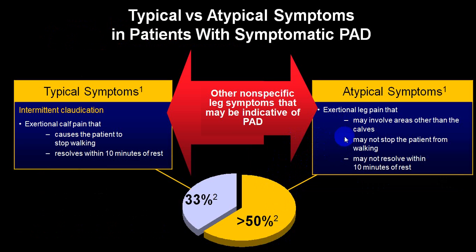You can see here, more than 50% of the people develop atypical symptoms, while typical symptoms are seen in only 33%. What are typical symptoms? That is intermittent claudication. Classically, the person gets pain on exertion, and as soon as the person takes rest, within 10 minutes the pain will be relieved. While atypical symptoms are that leg pains are there, maybe involving an area other than the calf, may not stop the patient from walking, may not resolve with rest. These are called atypical symptoms, and they are quite common in more than 50% of people. So do not forget these atypical symptoms.